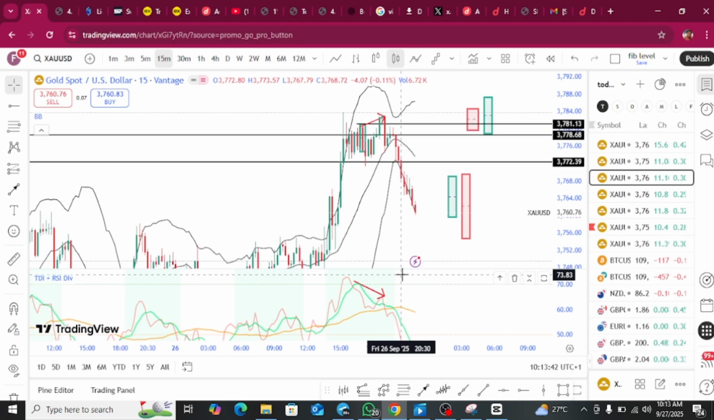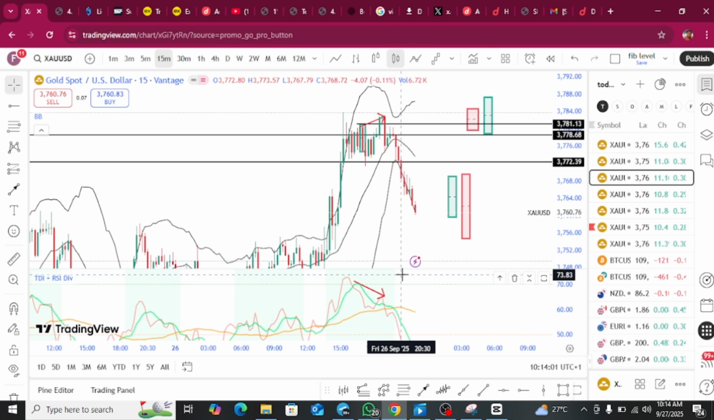So you need to look out for these three things. One, the liquidity sweep. Two, the engulfing. And the third one, the divergence. You need to see those three things. So when you see those three things, it is a high probability trade. That trade is going to play.